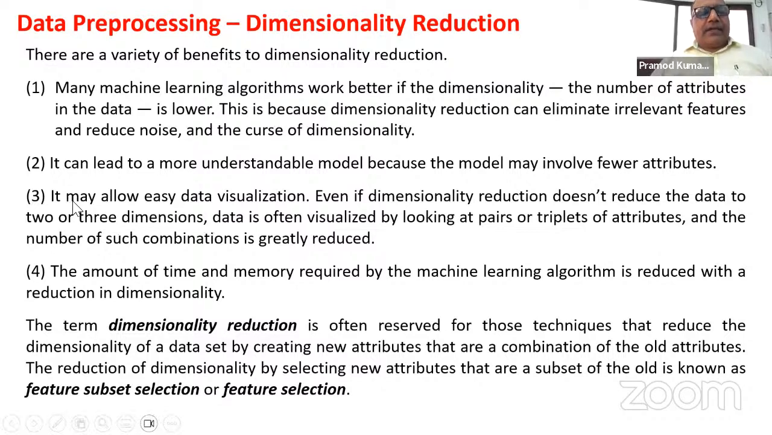The third is that it may allow easy data visualization. And if you remember, I told you that data visualization is also one aspect which we use heavily to analyze the data. So obviously the data visualization will be easy if we have a lesser number of features. Why will it be easy to visualize if we have fewer features? The simple reason is that it is written here in the next sentence: even if the dimensionality reduction does not reduce the data to 2 or 3 dimensions, data is often visualized by looking at pairs or triplets of the attributes, and the number of such combinations is greatly reduced.